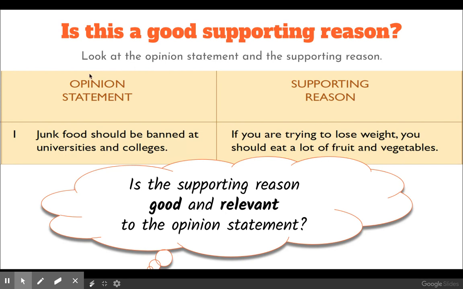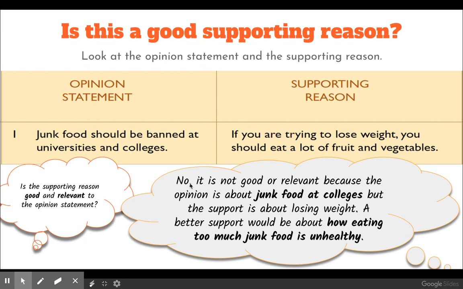So we're going to look at the opinion statement and the supporting reason, and we're going to ask, is the supporting reason, this one, good and relevant to the opinion statement? So take a minute and look at these two and ask yourself, is it good? Is it relevant?